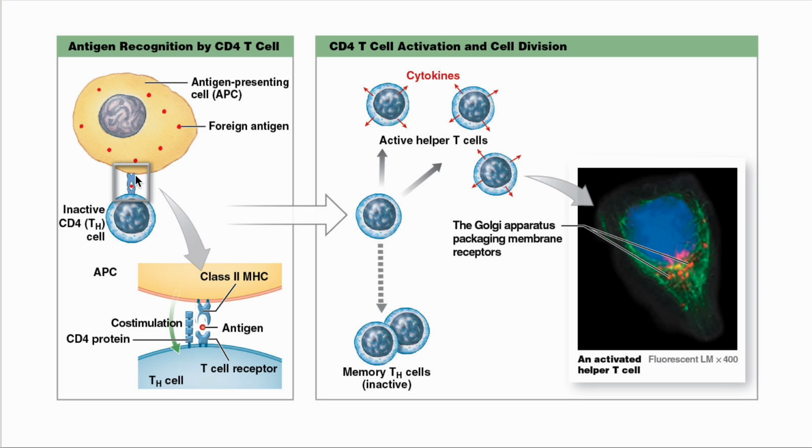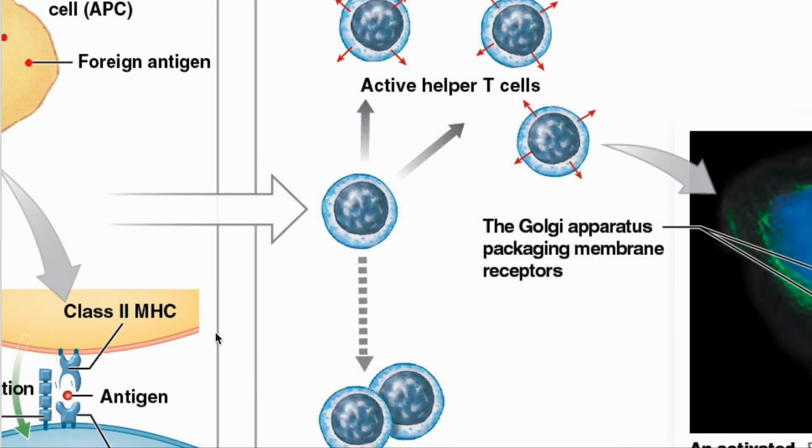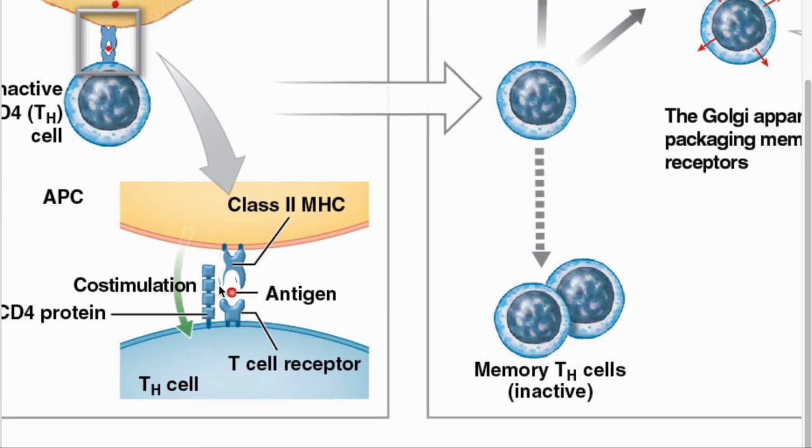And antigens on MHC2 are recognizable by CD4 cells that are inactive. So here's a bit of a blow up of this picture. Let me see if I can get it a little bigger. Here we go. There's our MHC2 protein on our APC. There's the antigen that would be displayed by MHC2. And then here on our inactive CD4 helper T cell is a receptor. If it matches that antigen, that is the beginning of the process of activating this inactive helper T cell.